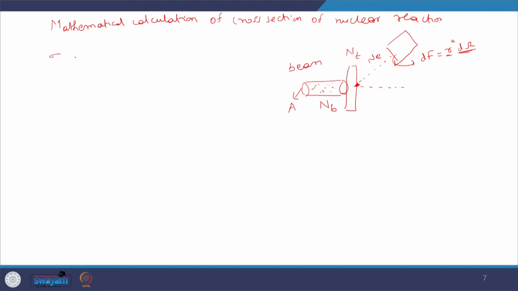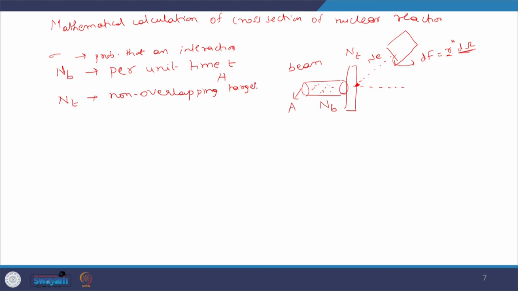Now, here sigma is the probability that an interaction takes place, and NB particles per unit time t are covering the target area A, and NT is the total number of non-overlapping nuclei. This is an important assumption: the total number of non-overlapping target nuclei. If I define NR by t as the number of interactions per unit time, which is also equivalent to the number of emitted, E stands for emitted, interaction products per unit time. What is this R? Number of reactions per unit time. Every reaction gives some kind of products, so I am clubbing them into NE.